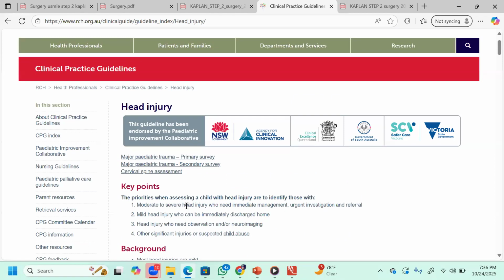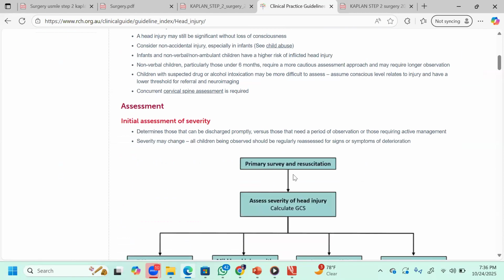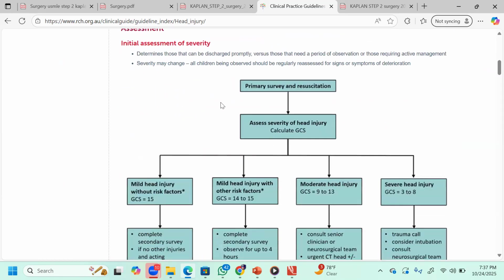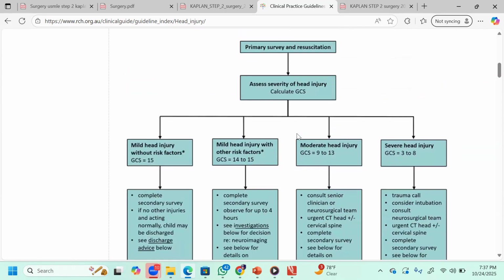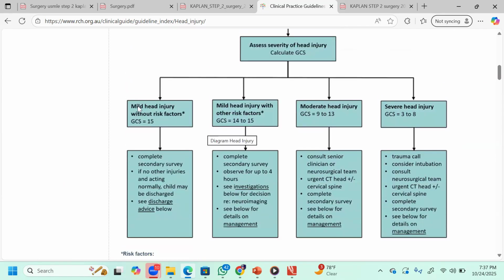Head injury RCH, you must go through that. Assessment: determine if there can be a prompt discharge, and go accordingly. For example, primary survey and resuscitate. You have done the primary survey and resuscitation. After that, assess the severity of head injury. Calculate GCS. GCS will be 15 in mild head injury without risk factors. Complete the secondary survey; if there is no injury and the child is acting normally, the child can be discharged. So discharge the patient.